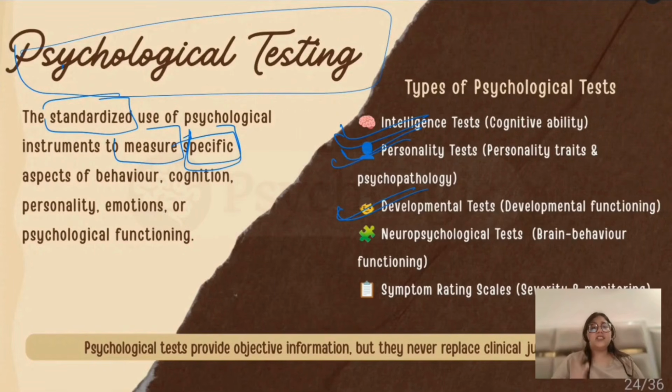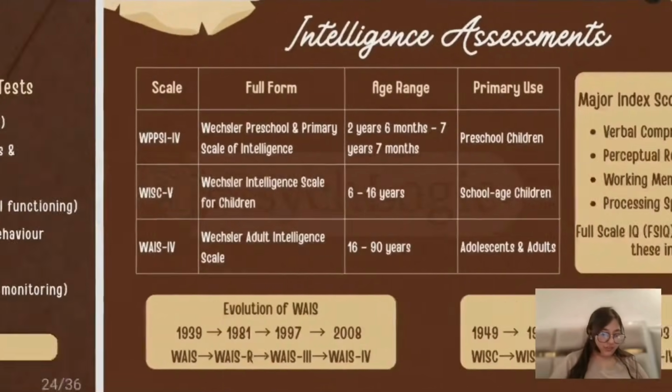So psychological testing is one piece of the puzzle, and clinical interview was one piece of the puzzle, MSE was one piece of the puzzle. These all come together to make a whole picture, right?